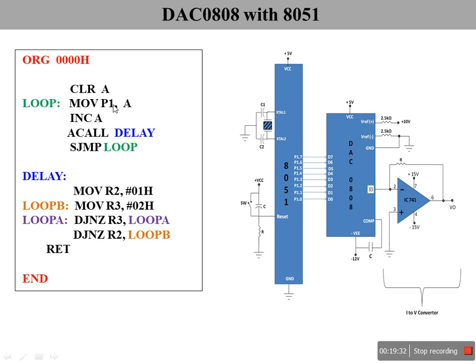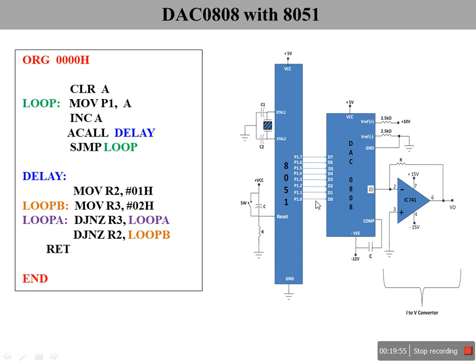Earlier it was carrying 0, now it is carrying 1. Then again increment, again call delay, then again go to this. So sequentially it will be sending 0, 1, 2, 3. That means 00000000, then 00000001, then 00000010, and so on up to 11111111, all 8 bits.